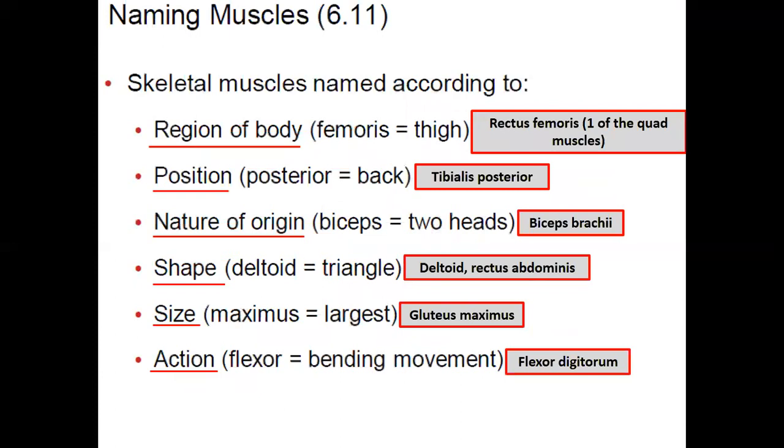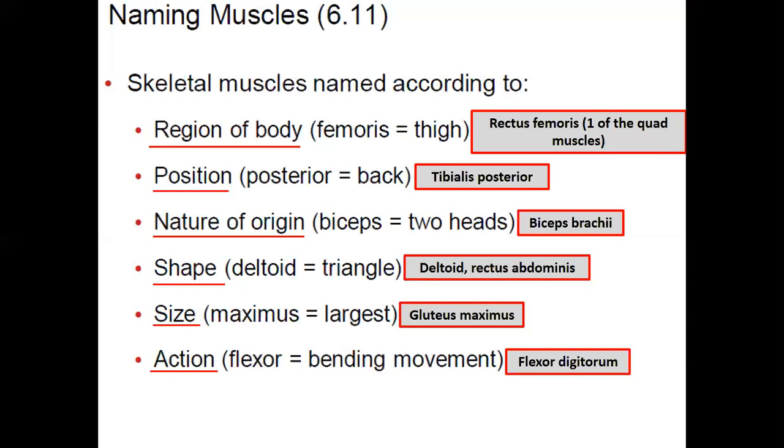Naming muscles is based on several different points. So one muscle can be named based on several of these points. Based on the region of the body, like a femoris muscle. Where's the femoral region of your body? Your upper thigh. So that thigh region, there's a muscle called the rectus femoris, we'll talk about later. Some muscles are named based on where they're located, so their position, like the tibialis posterior. Where is the tibialis posterior located? On the posterior side of the tibia.